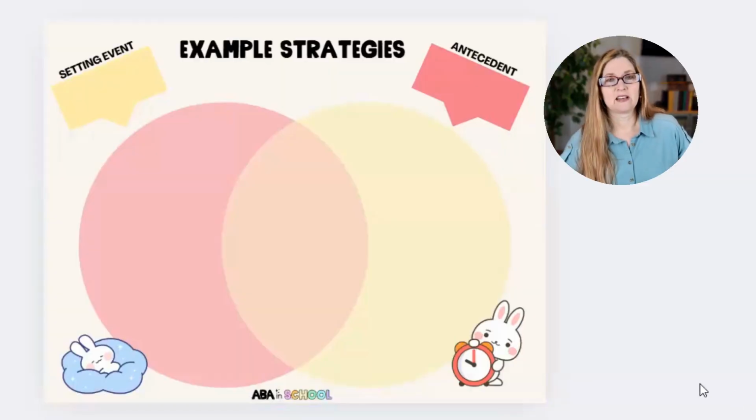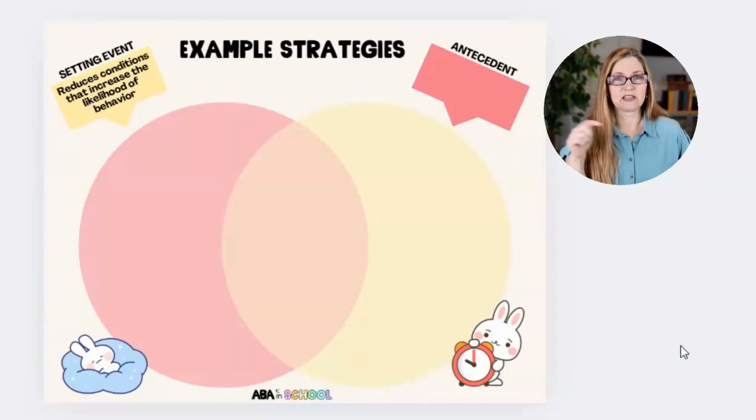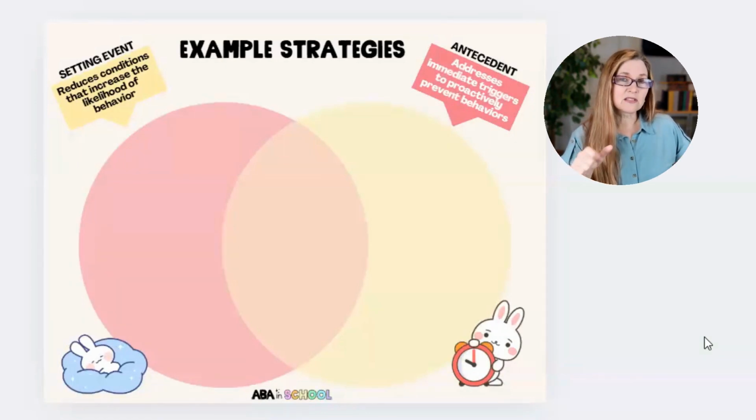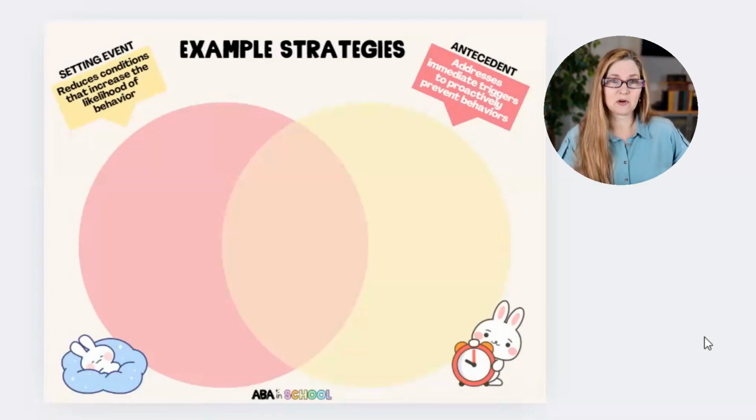And how you can implement both of them. When we're talking about setting event strategies, we're talking about those things that reduce the conditions that increase the likelihood of a behavior happening, which is basically stuff that you can do way ahead of time that sets the stage to prevent the behavior from ever occurring. And then antecedent strategies are more the stuff that you can do in the moment, when you start to see a student start to escalate, or you know that something is a trigger. These are things that you can do right before, immediately, that prevent that trigger from happening in the first place. Is that how you've understood the difference between the two as well?